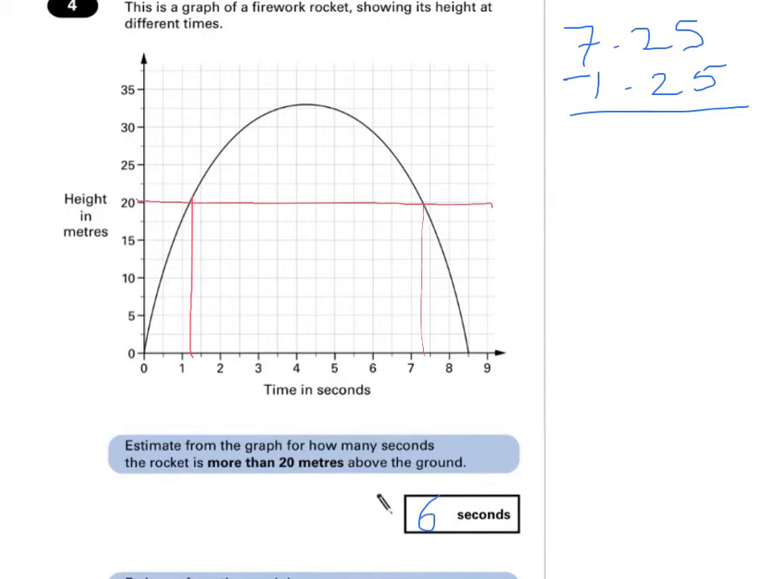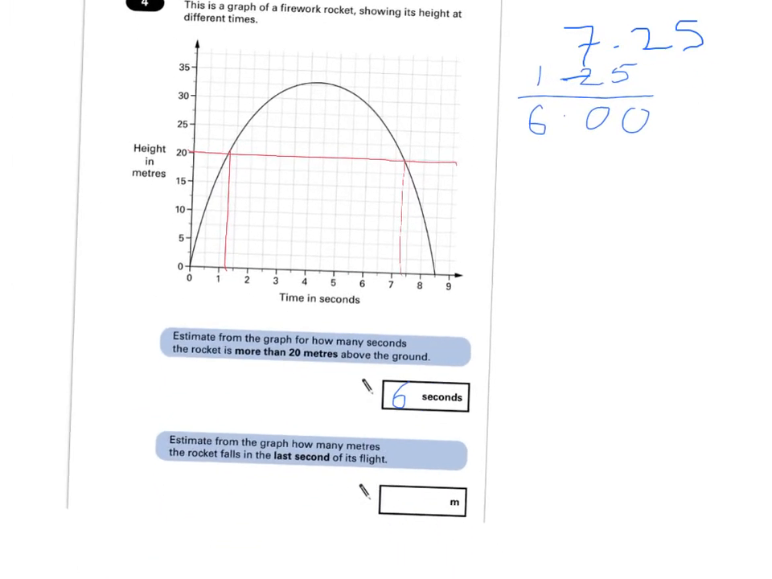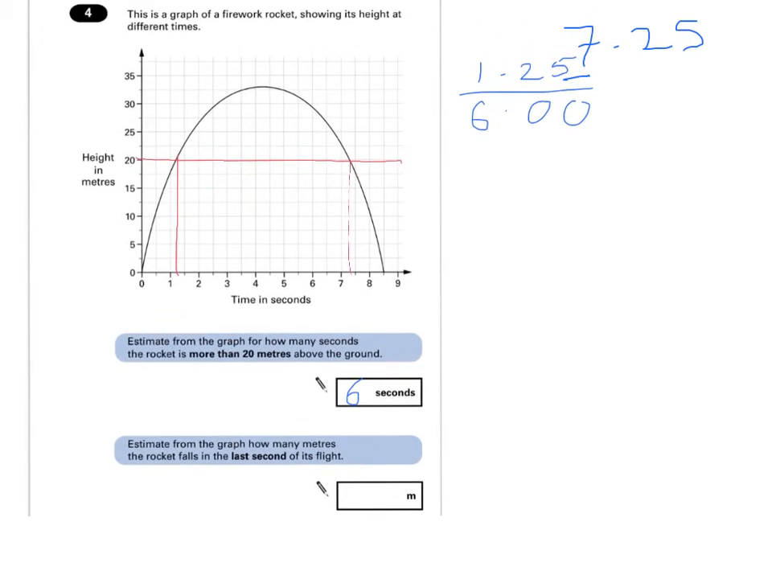Now remember that there will be a range of answers that's acceptable. You need to make sure that you've drawn your lines accurately and that you've actually used your ruler and shown the examiner what you've done in order to make sure that you get within that range and get the answers correct. Okay, let's go back to the next part of the question.